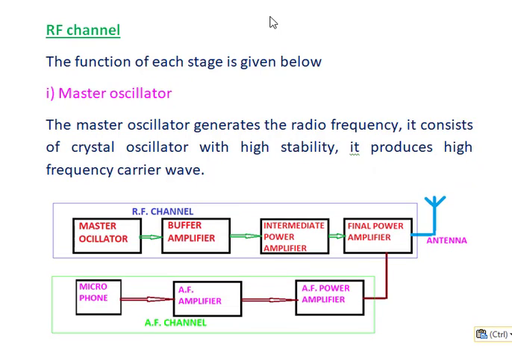The radio frequency channel consists of different stages. The first one is the master oscillator. The function of the master oscillator is to generate the high frequency radio frequency waves. Actually, it consists of a crystal oscillator with high stability. It produces highly stable, high frequency carrier waves.